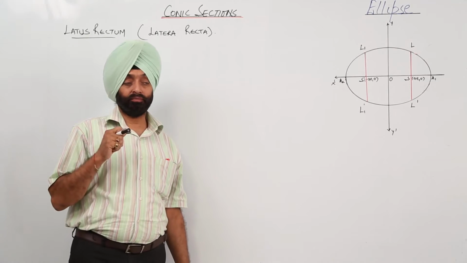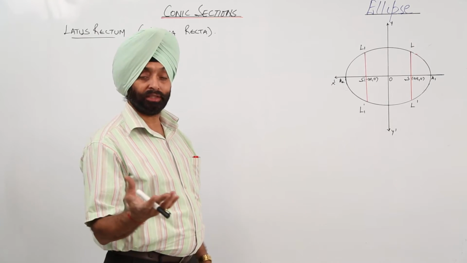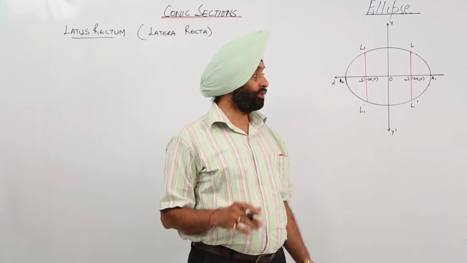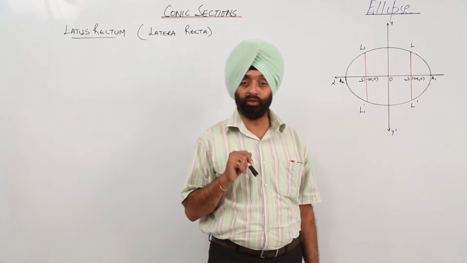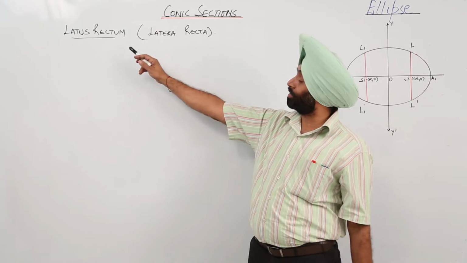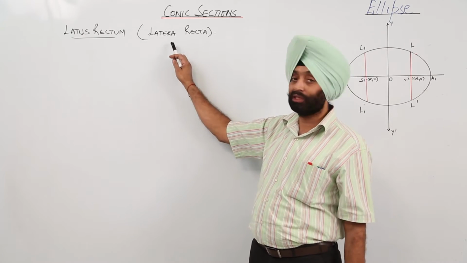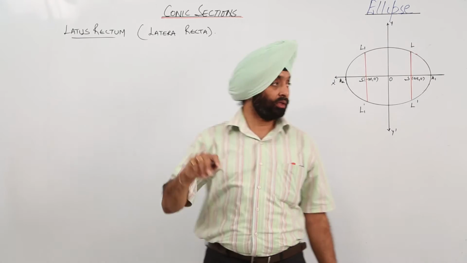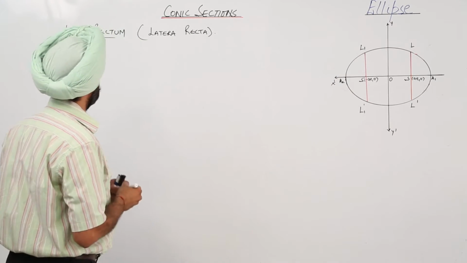Now latus rectum, how many latus rectum are there? In the ellipse we are having 2 latus rectum, because we are having 2 foci, so that is why 2 latus rectum. And latus rectum in the plural form is pronounced as latera recta. Okay. So a definition for the latus rectum.